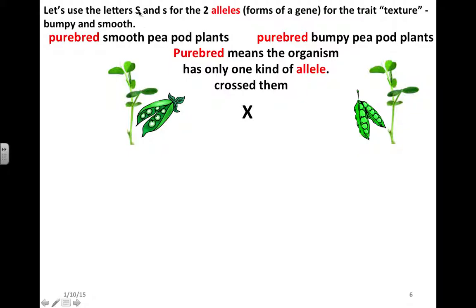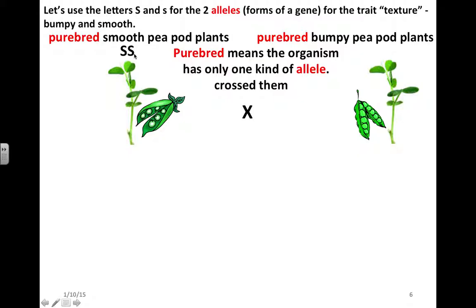Let's use the letters big S and little s to represent two forms of a gene. There we go. There's the definition of an allele. An allele is a form of a gene, and we're going to be talking about the trait texture. So what are the two forms of the trait texture in pea pods? Well, you can either be smooth or bumpy. Okay? Those are the alleles. This one is purebred, and this one's purebred. It has smooth alleles. This one is purebred, but it has bumpy alleles. Okay? And this one is going to be big S, big S.